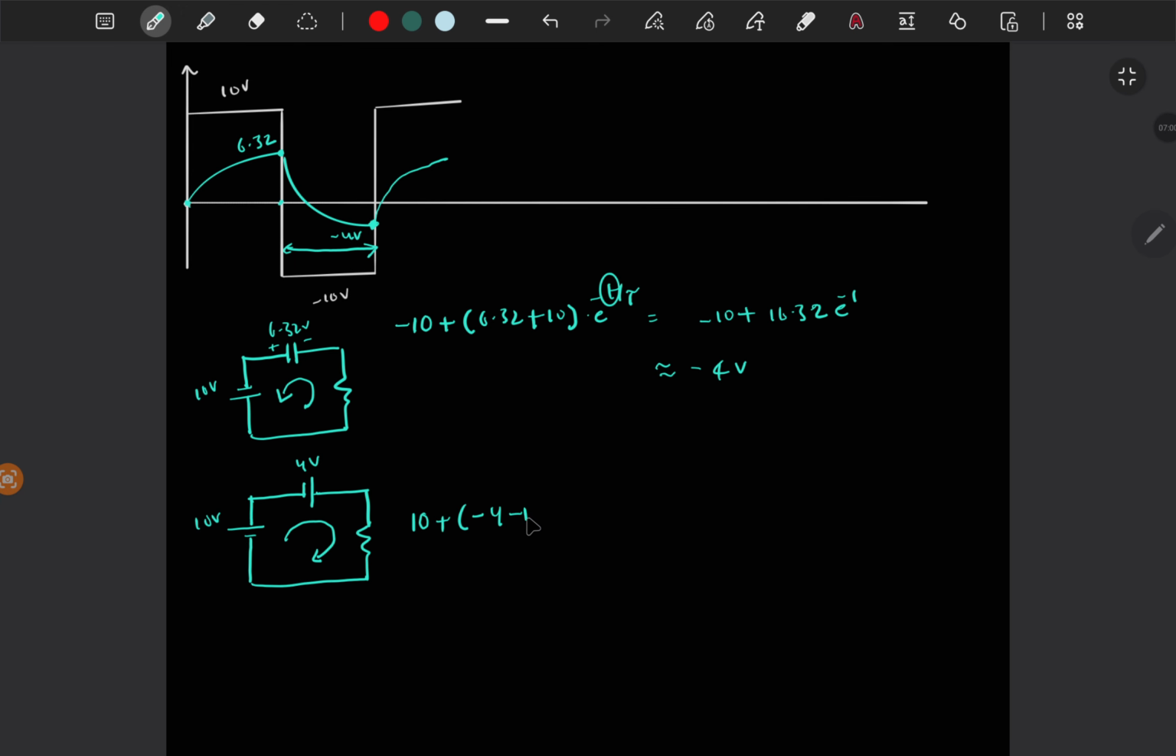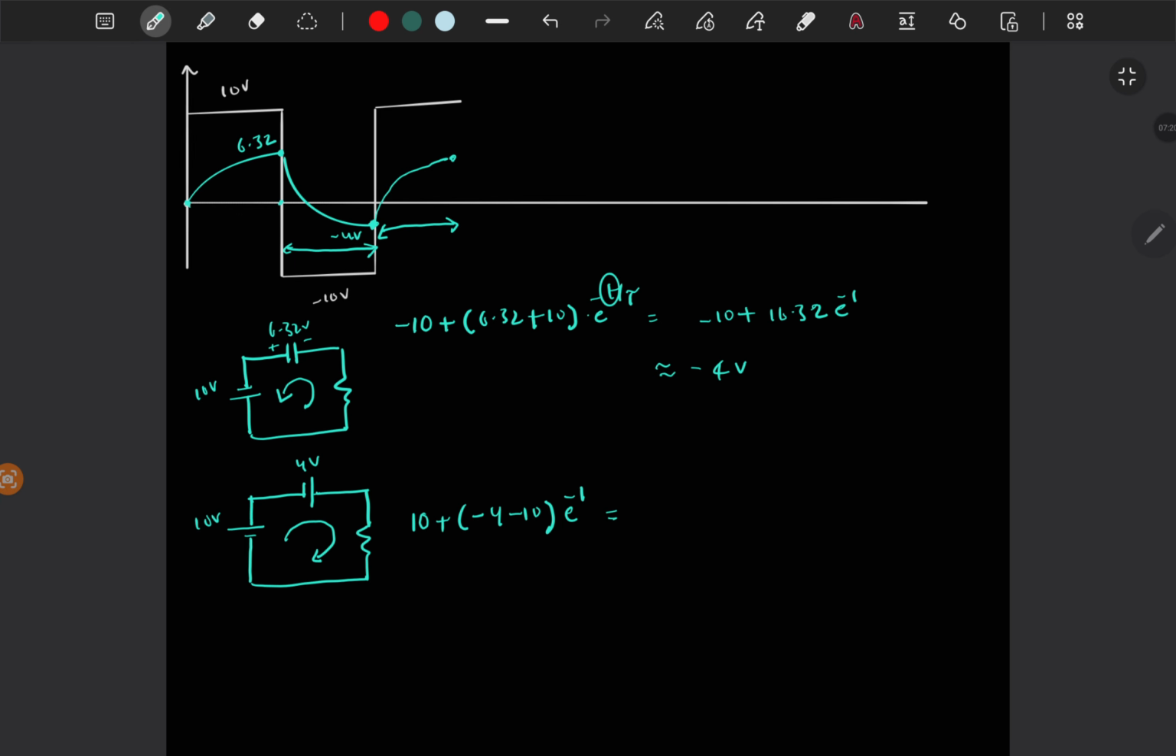Final value plus initial value minus final value times e power minus 1. I am writing directly e power minus 1 because to get the voltage at this point. So at this point, if I want to get the voltage, then I have to take this much duration. The duration is same as tau.